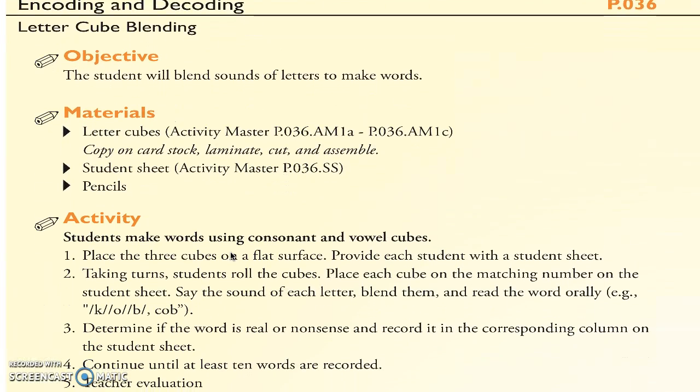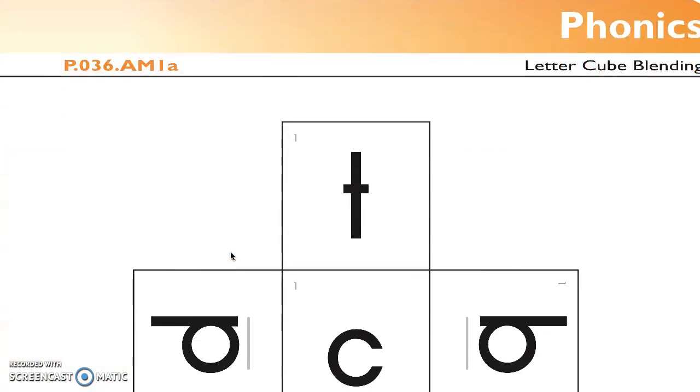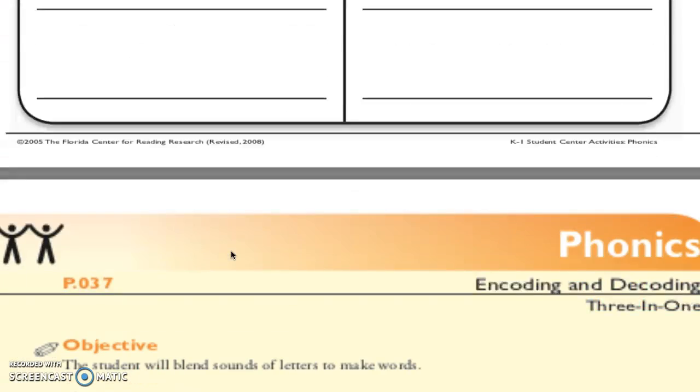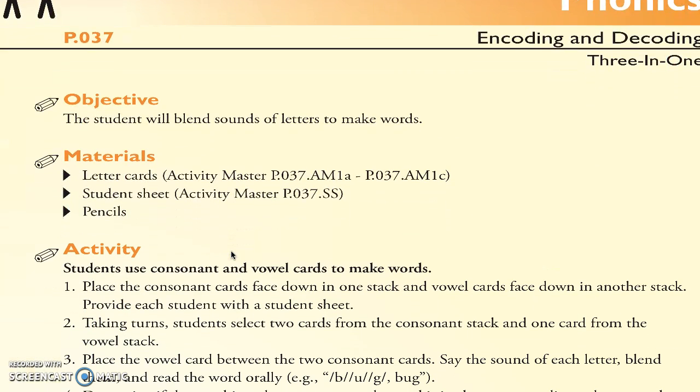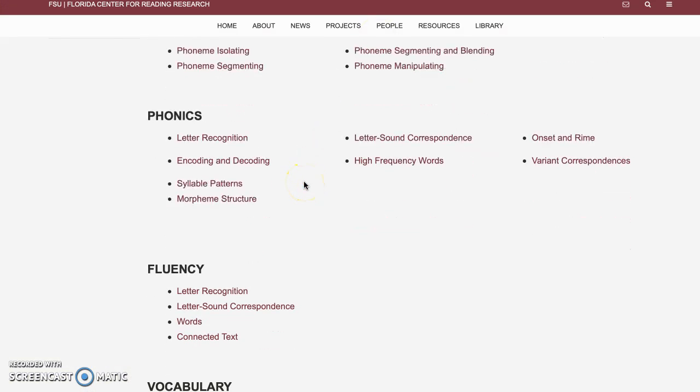And here is blending sounds of letters to make words once again. These are great tools. If you scroll down through here, there are tons of activities to use with your students during your intervention time to help with different phonics, different comprehension, different fluency skills. Okay, so please explore this website. Utilize this website once you identify the skill that your student needs help with.